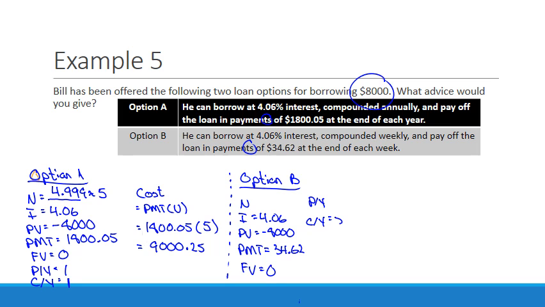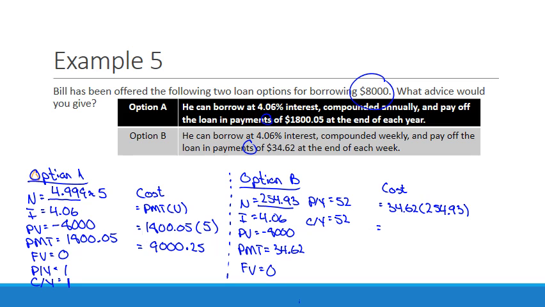It's compounding weekly, and it also says pay off the loan in the $34.62 at the end of each week, meaning it's weekly payments. So again, we'll have to solve for n. When you solve for n, you'll get 254.93. Okay, and then we want to see the cost of this plan. So again, the value of your payment, $34.62, is multiplied by the 254.93, meaning he's making 254 full payments and then 1 partial payment.